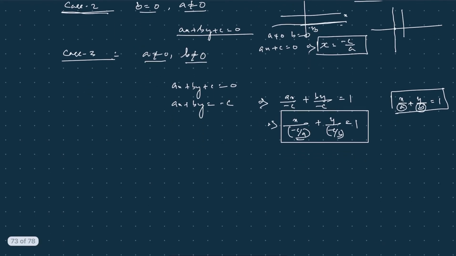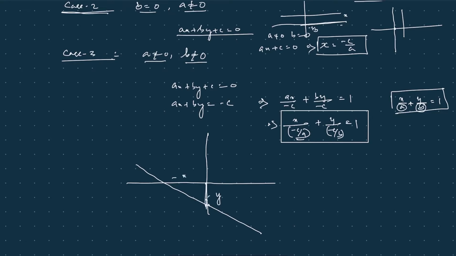So the equation of the line will look like this. Here it is, because this is the negative side of y and this is the negative side of x. Because the intercepts are negative, suppose this will be minus c by a and this will be minus c by b. So this is the equation of the line.